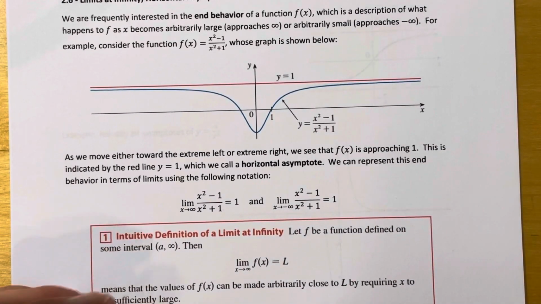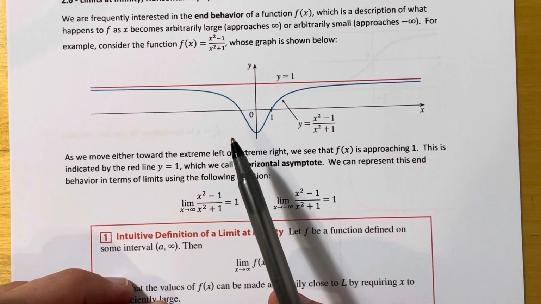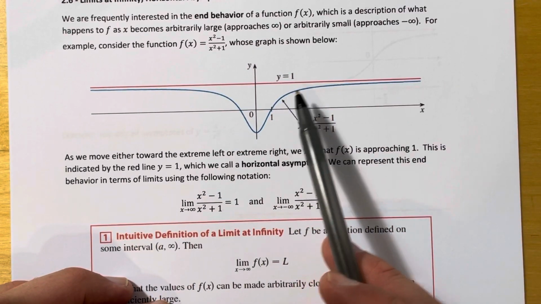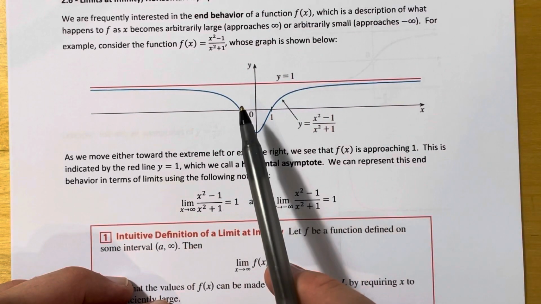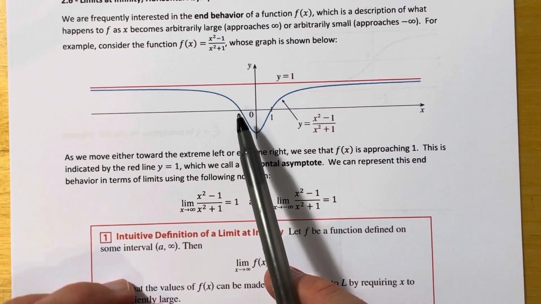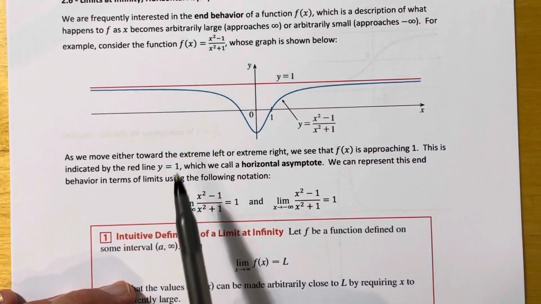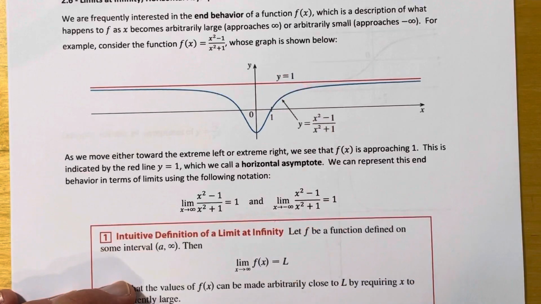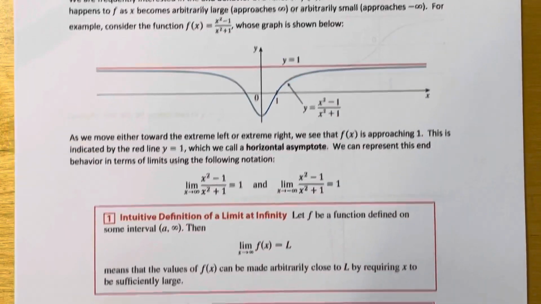In other cases, a function might have two horizontal asymptotes. As we approach infinity, the function goes one direction, and as we approach negative infinity, the function might go a different direction. But in this case, the same horizontal asymptote happens to work for both directions.